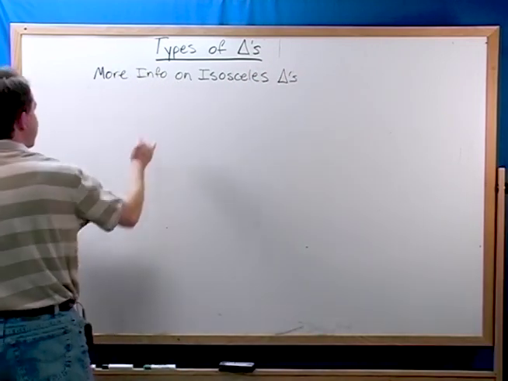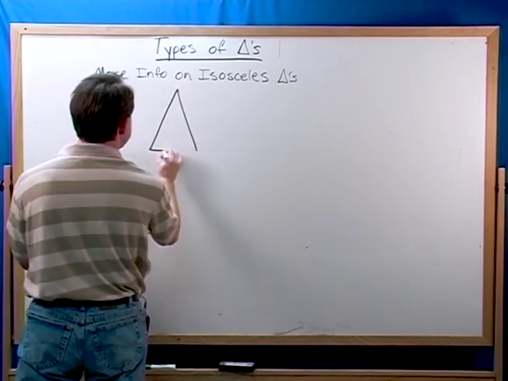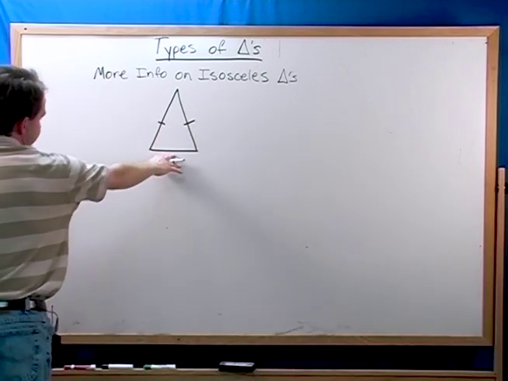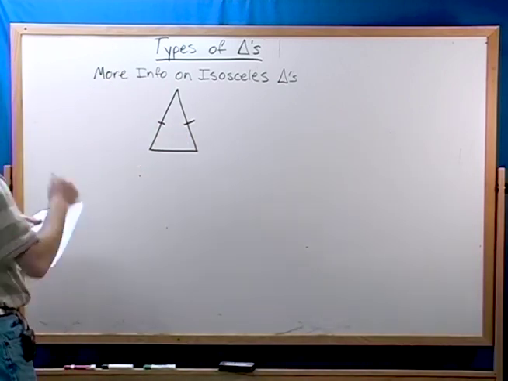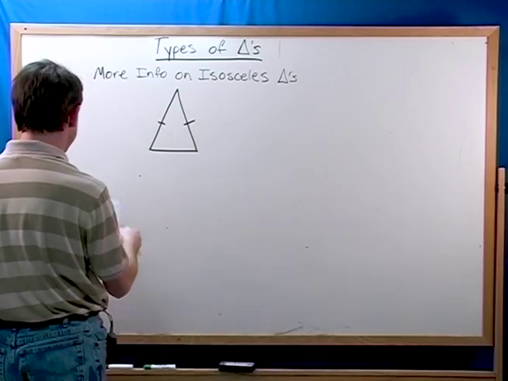Okay, so I'm going to draw an isosceles triangle here, just a big one. And obviously, this side's congruent to that side, which is different from the third side below. That's the definition there. And I just want to show a few different terms because sometimes you'll get asked this on your test.